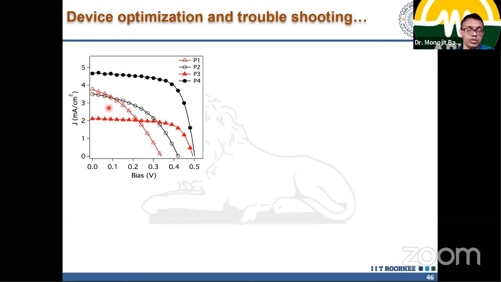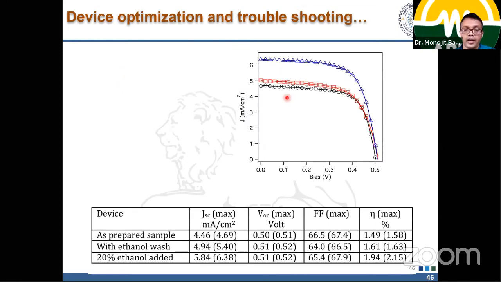You can see how the device efficiency changes with the different processing conditions. And also, if you look at the optimized device with the ethanol wash, basically that is where we try to remove the excess surfactant, we can go up to a 2.2 or 2.15% efficient device with a good fill factor. It is still not up to the mark. Current densities to some extent are quite okay.